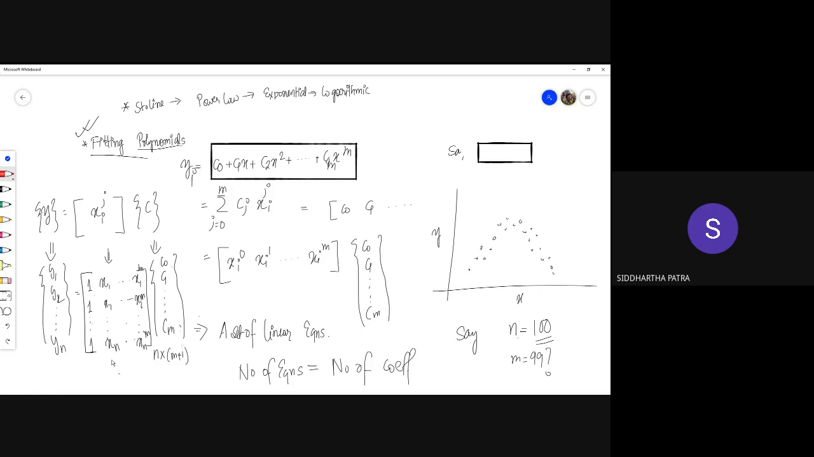This gives you an exact solution. When n equals m plus 1, the number of equations is the number of coefficients. So you get the coefficients. When you take m equals n minus 1, you get coefficients which allow you to fit the polynomial perfectly. Now there is a big issue with perfection.